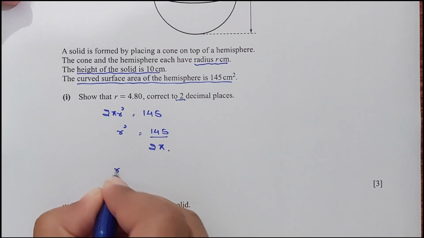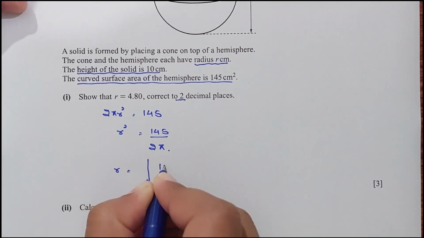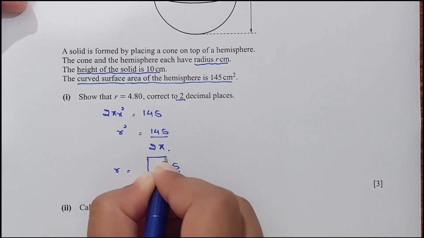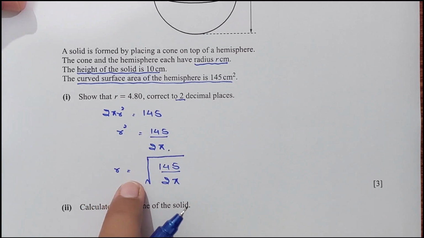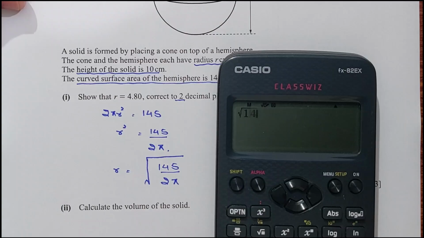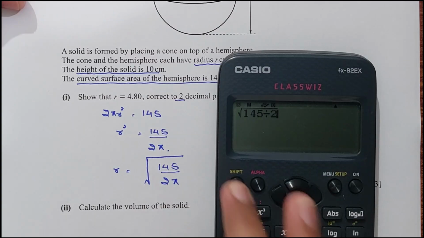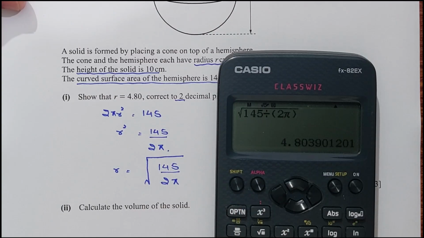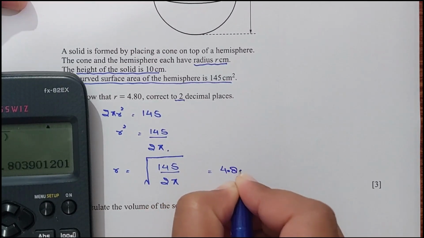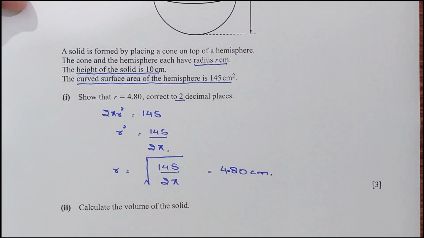And what is r? R is the square root of 145 divided by 2 pi. This is plus minus when we are doing square root, but we are taking it positive. Why? Because radius can never be negative. It is a dimension, so it can never be negative. So the square root of 145 divided by 2 pi is 4.80, correct to 2 decimal places. 4.80 centimeter. So this is proved.